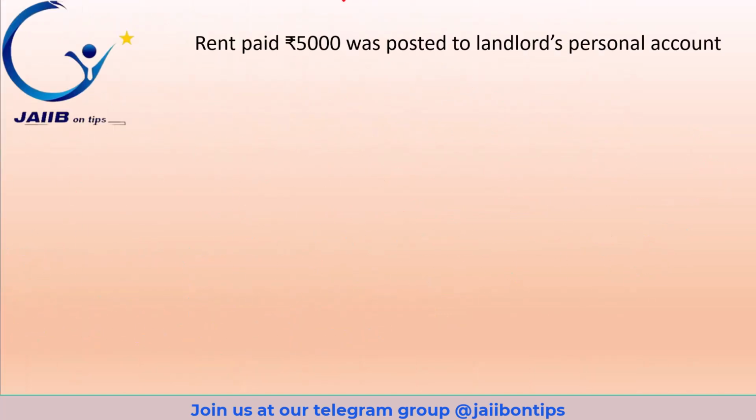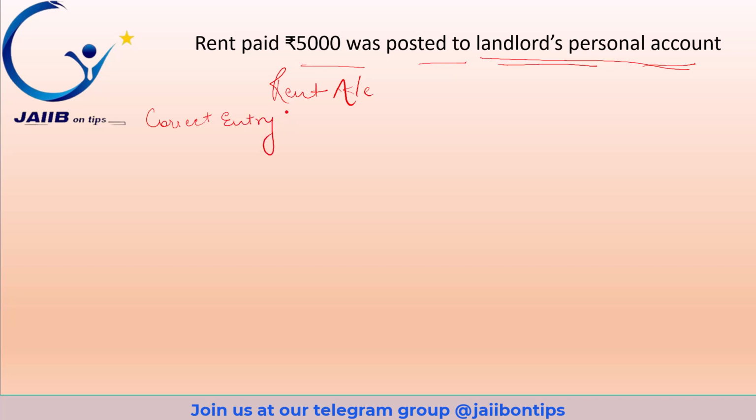Correct? Next one is rent paid rupees 5000 was posted to landlord's personal account. So I have to pay the rent, so it will be done in rent account, but I have mistakenly written it as landlord's personal account. So what will be the correct entry? Correct entry will be, as it is a nominal account.